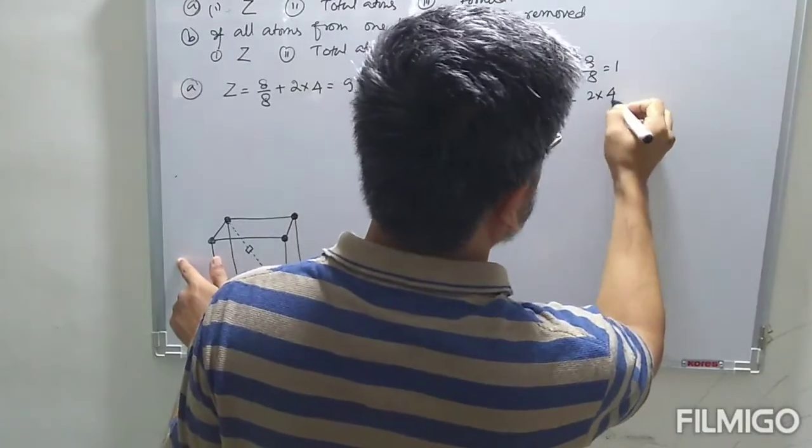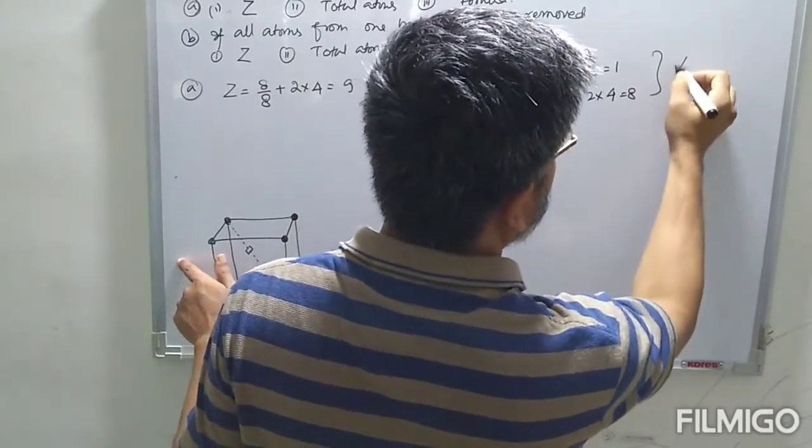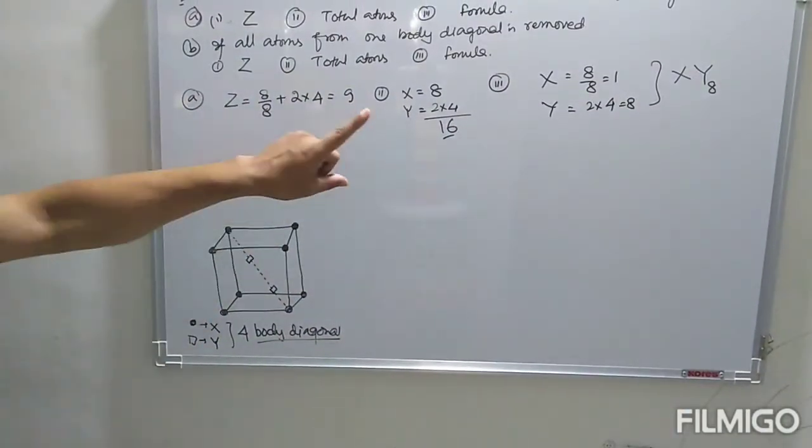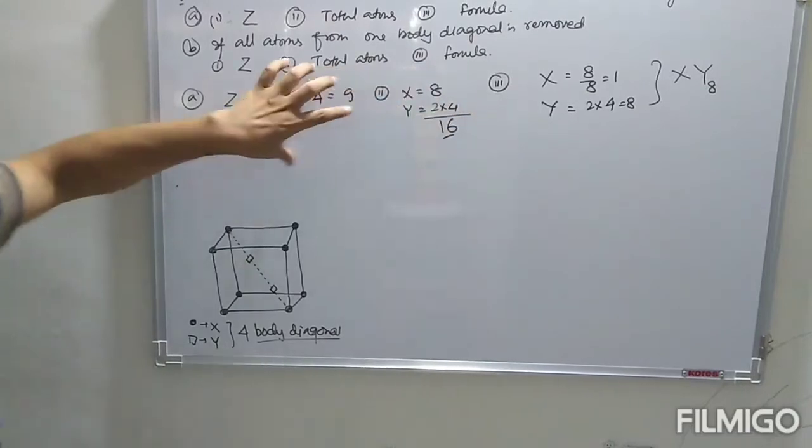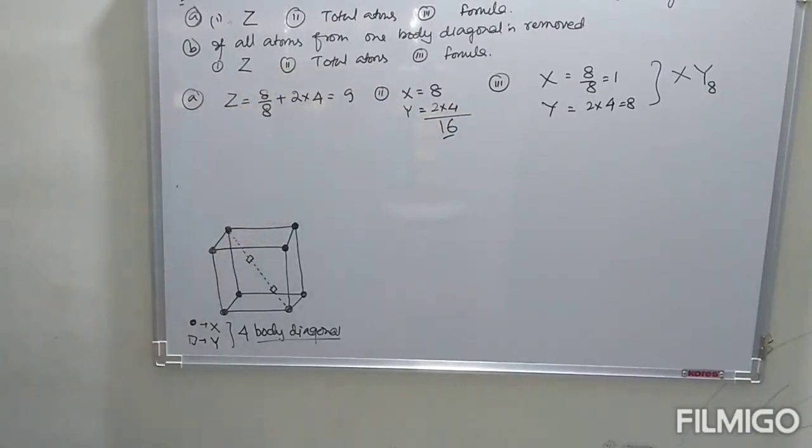2 into 4, that is 8. So the formula is X, Y, 8. So this is the formula. This is the total number of atoms. This is the effective number of atoms per unit cell.